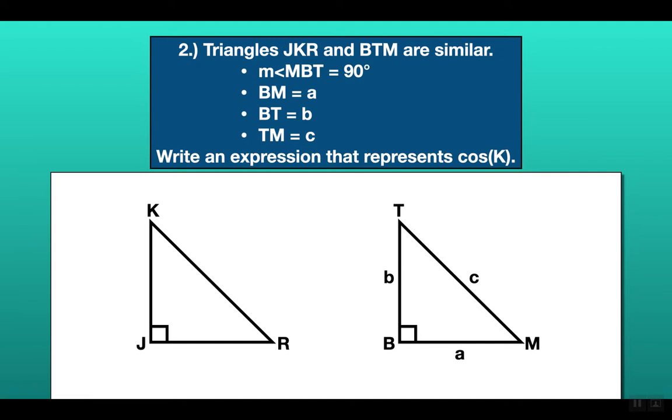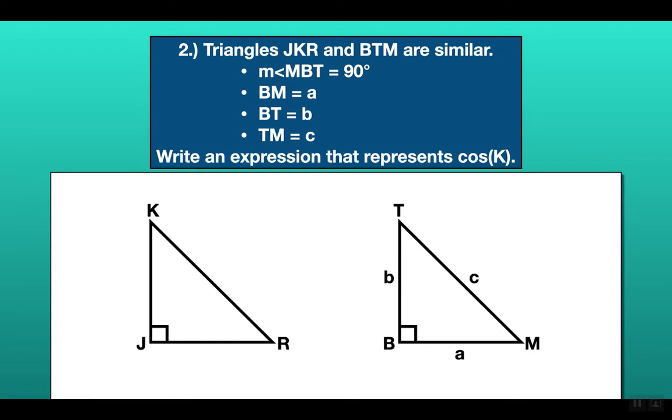In the question, it says that the two triangles are similar. If two triangles are similar, that means that the cosine of angle K has to equal the cosine of angle T, and the sine of angle R has to equal the sine of angle M. Basically, the sine, the cosine, and the tangent of their associated angles have to be the same. Always, okay? So let's look at this.